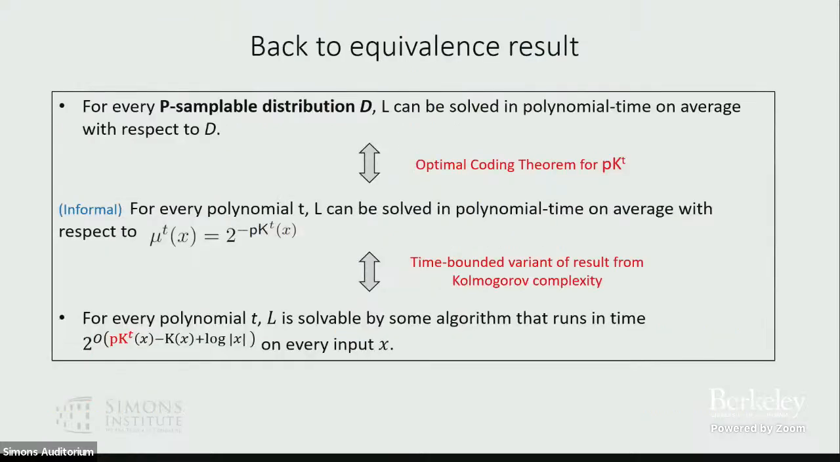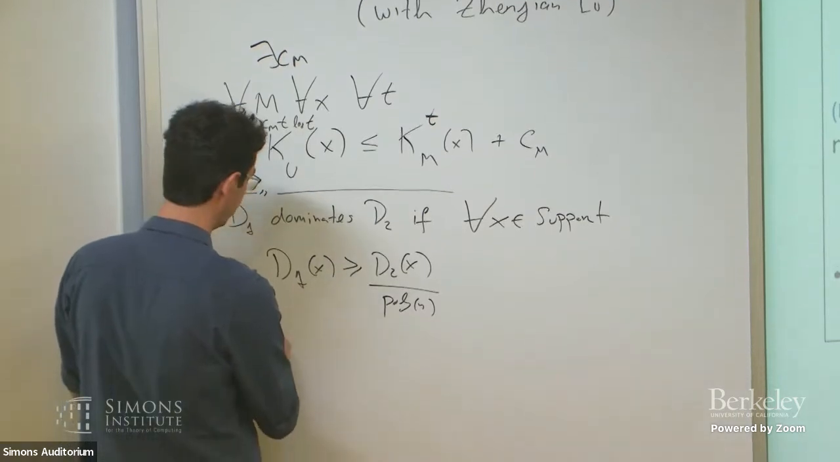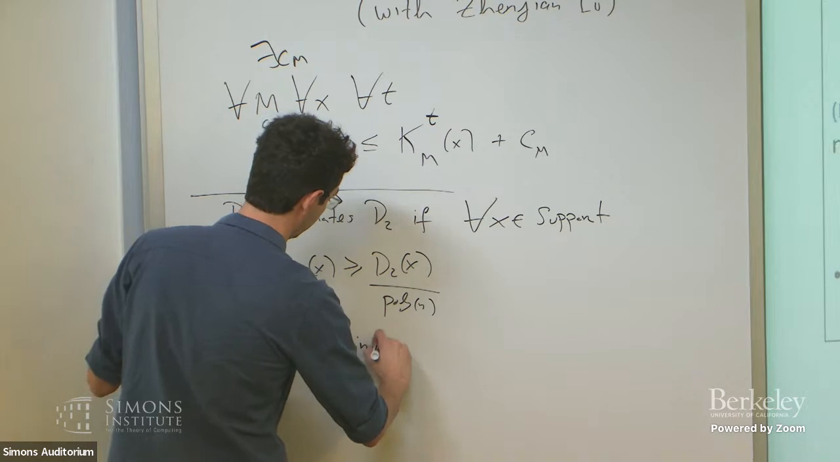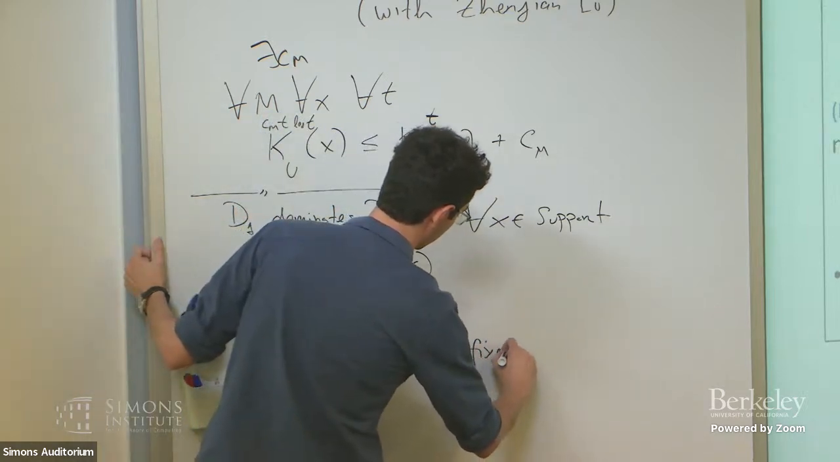Okay, so let's now get back to this equivalence. I said the coding theorem was used to establish this equivalence between all sampleable distributions and the special one. The reason the coding theorem gives that first equivalence is related to the following notion from average case complexity. We say that distribution D1 dominates distribution D2 if for every X in the support, they have the same support, then D1 of X is at least D2 of X divided by poly of n, say X is an n-bit string. And if you now use the coding theorem, you can easily show that the universal distribution dominates any fixed p-sampleable distribution.